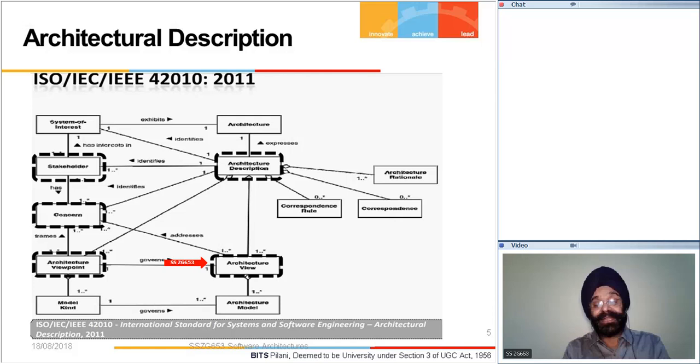Similarly, architectural views, and we'll be going into more details later, consisting primarily in the categories of structural views, module views, component connector views, allocation views. These are views, these are methods of presenting an architecture. And naturally, if it's a method of presentation, it becomes a part of a description.